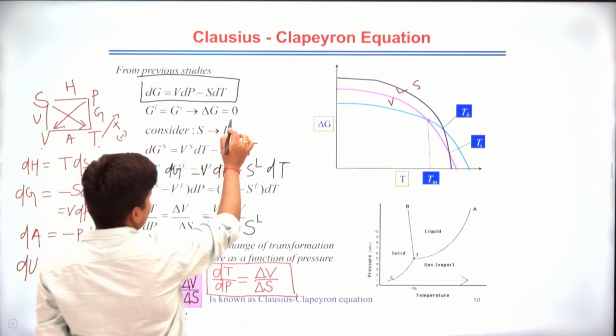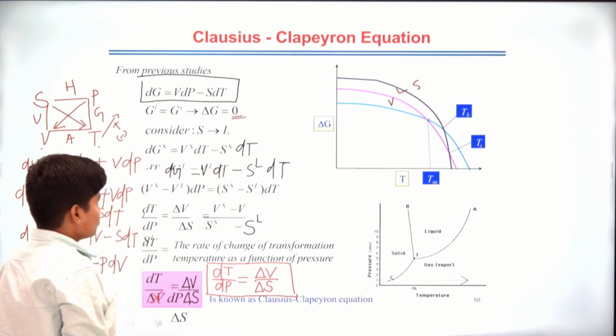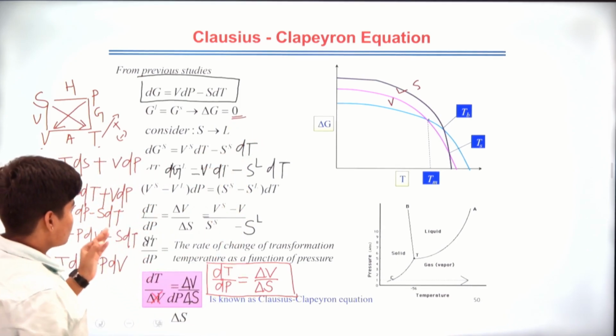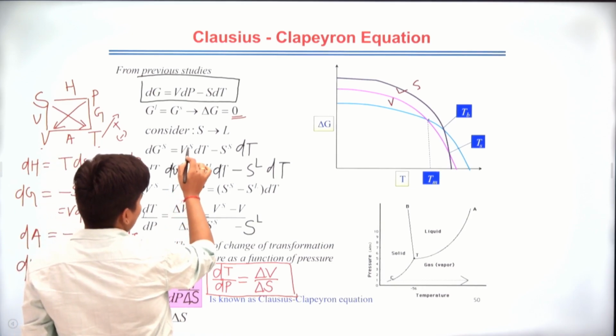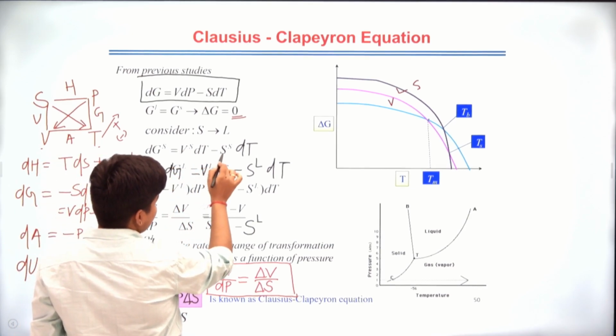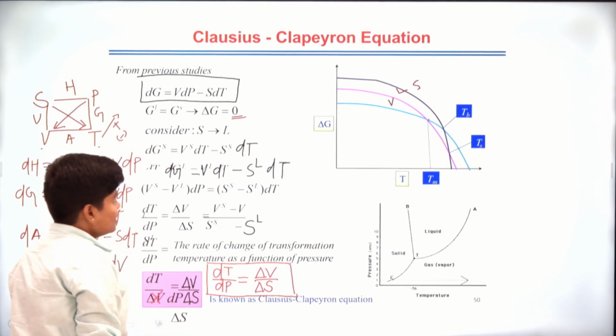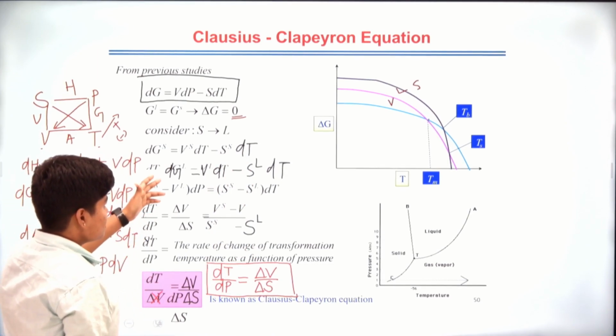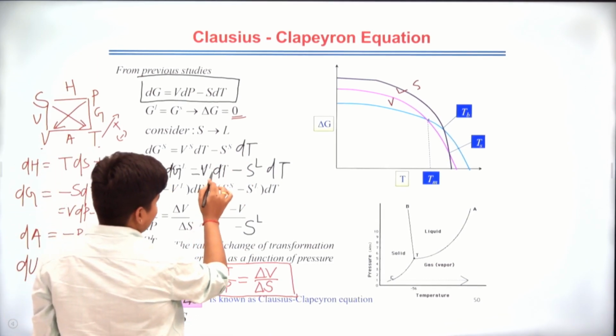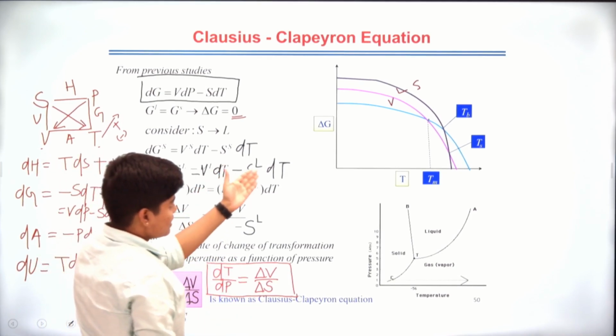So del G will be 0. So like this, dG for the solid we can write Vs, volume for solid, dP minus entropy for solid, dT. Like this, we can write dG for liquid. What will it be? VL, volume for liquid, dP minus SL dT.